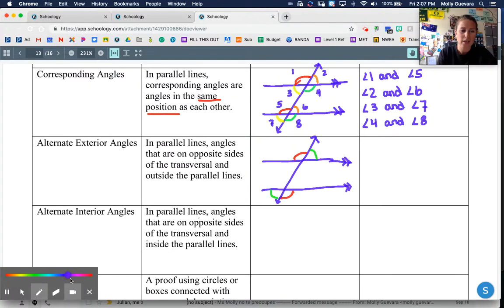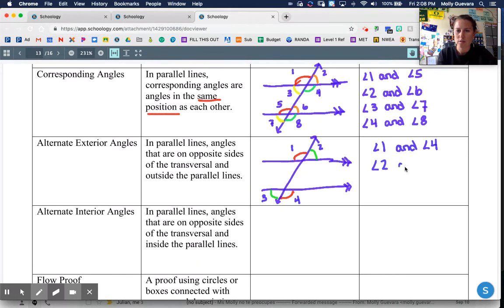And if I go to, that's a little too purple. If I go to label these 1, 2, 3, 4, then angle 1 and angle 4 are alternate exterior angles. And angle 2 and angle 3 are alternate exterior angles. So hopefully we're feeling good about that.